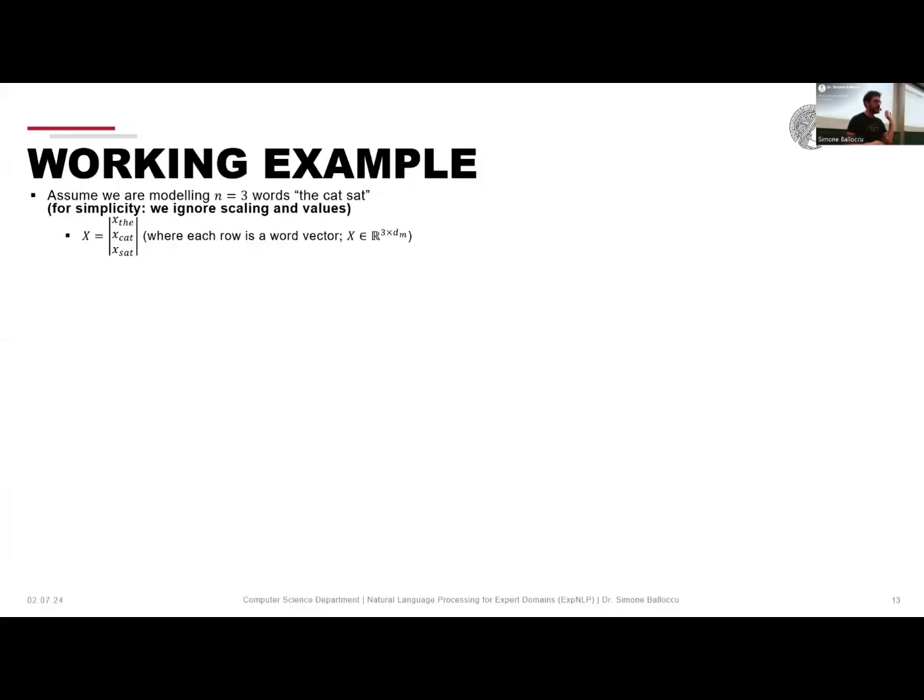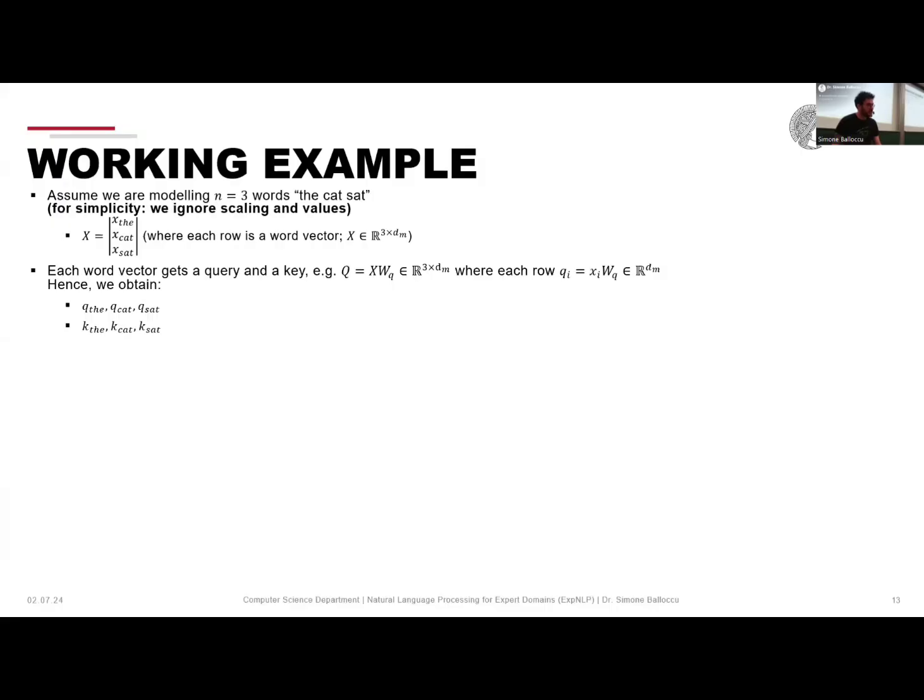For simplicity, I'm going to completely ignore scaling now, because it's just a division. I'm also ignoring the final multiplication by values, because it's beyond the scope of this exercise. Probably you will also notice this is not necessary. So we have our input. Our input is 3 vectors. Of course, each row is a vector of a certain dimension, which we call dm. Each word vector gets a query, a key, and also a value, but now we're ignoring the values.